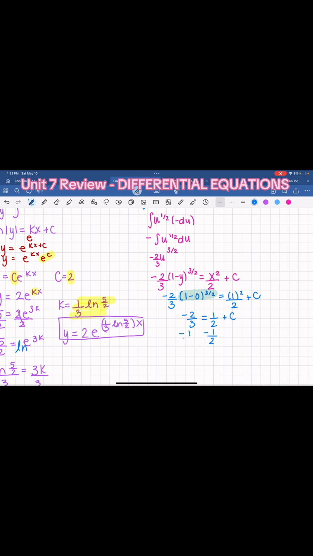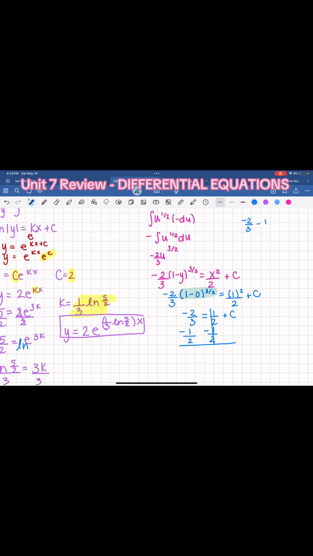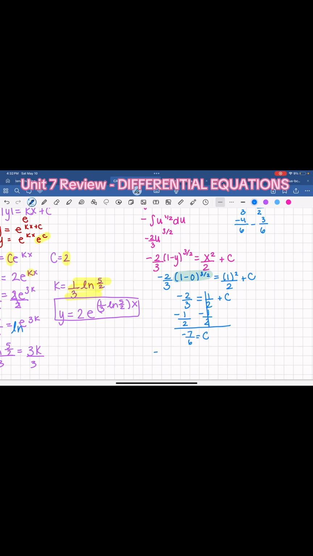Take away 1/2 from both sides. And you are going to get negative 2/3 minus 1/2, negative 7/6. Plug it back in: negative 2/3, 1 minus y to the 3 halves equals x squared over 2 minus 7/6. And now we would have to get y alone, so you can watch how I'm going to do that.